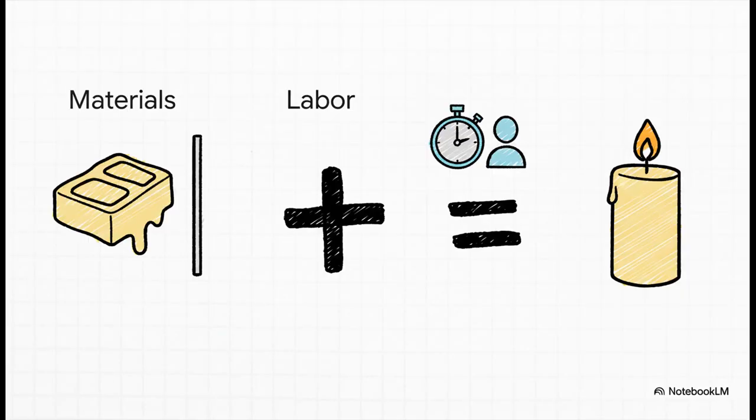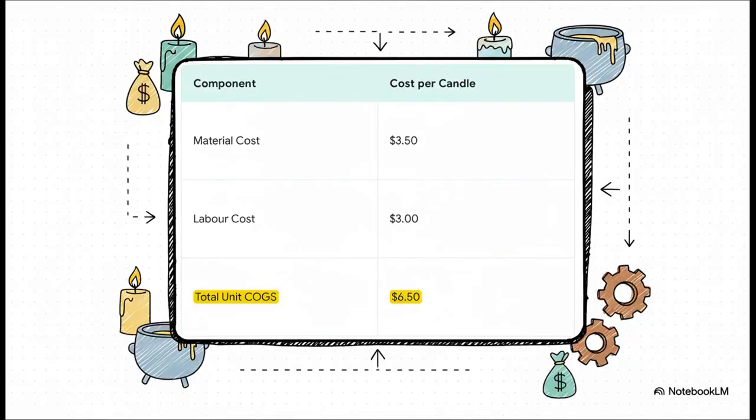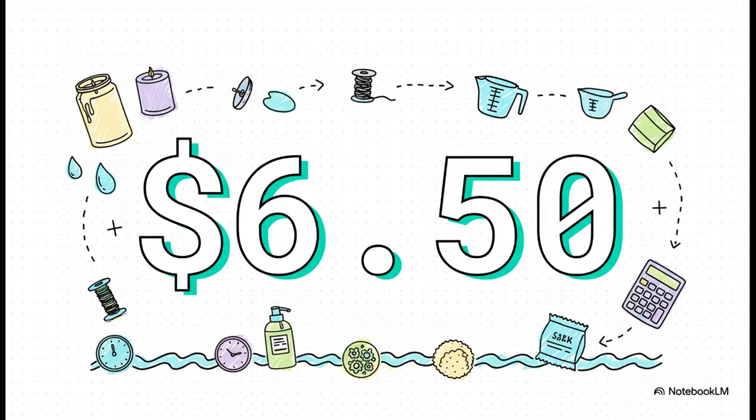Okay, so we've built our separate blocks of material and labor costs. Now comes the really satisfying part, putting it all together to find out exactly what it costs to make just one of your products. And this combined number, it has a name. It's called your unit COGS, and it is the total all-in cost to produce one single unit. This is your true cost per item. And the calculation could not be easier. We just take our material cost, that was $3.50, and we add our labor cost of $3, and that gives us our total unit COGS. So here it is, the magic number, $6.50. Every single time you make one candle, it costs you exactly $6.50. You know, knowing this number is the absolute foundation for smart pricing and planning your profit.